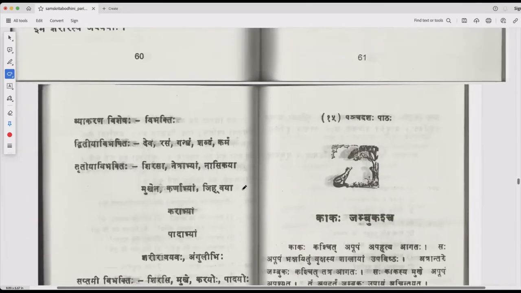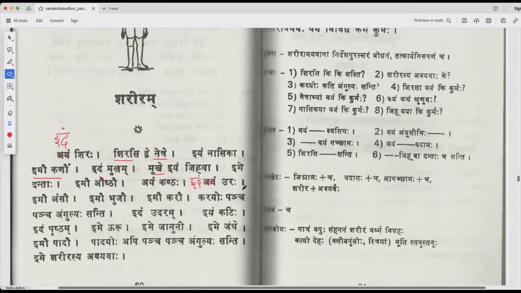Also, anguli can only be for ikaranta strilinga, right? No, matihi, mati, matayaha will come. Angulayaha will come. Correct. Even angulihi. Correct. This is ikaranta strilingaha.